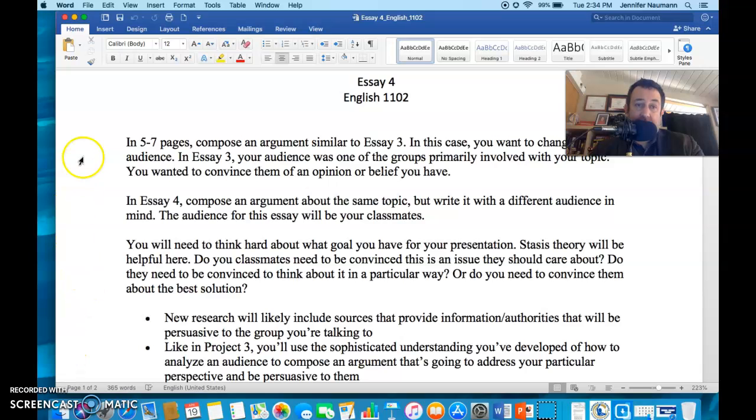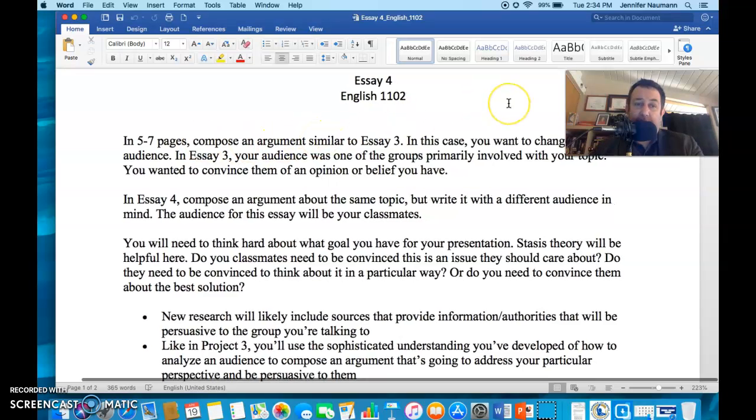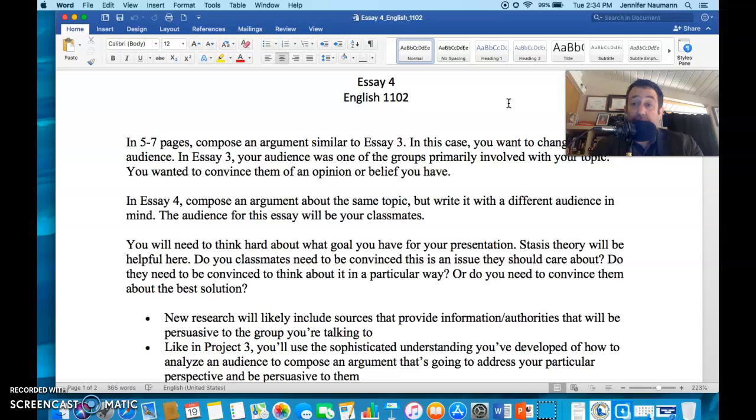Welcome, students. We're going to take a look at Essay 4 and stasis theory. In this final essay in this course, we're going to write a 5 to 7 page paper. In general, I think it might be helpful to think of it as an argument paper, in more direct terms. That's kind of what this paper is. But as we would in English 1101, we're going to build on the previous essays and what we've worked on in this course and the research material that you've acquired and accrued during this course.